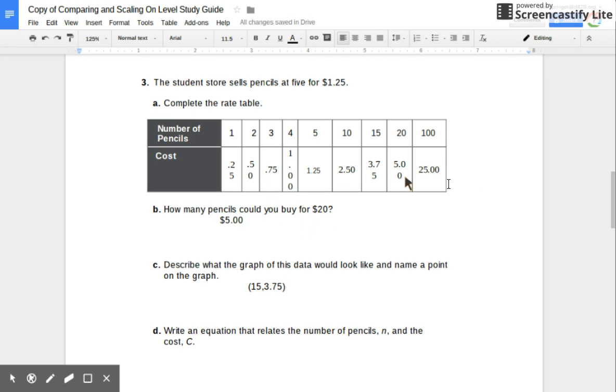Now there are all these other points on the graph too that we could have said. We could have said 100, 25. 100 would have went here, and 25 would have went here. You could have said 1 and 25 cents. 1 would have went here, 25 cents would have went here.